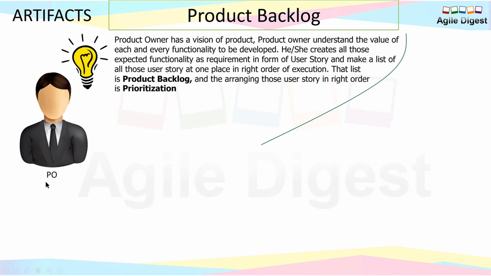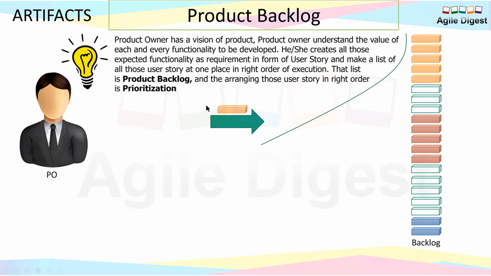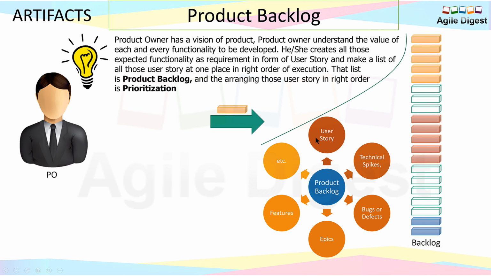So let's try to understand this with a pictorial explanation. We have our product owner, who has some ideas and is getting some new requirements from stakeholders as well, and moves those items into one stack, one list. That's our product backlog, and it can have user stories, technical spikes, bugs or defects, epics, features, etc. So many things can go into a product backlog.